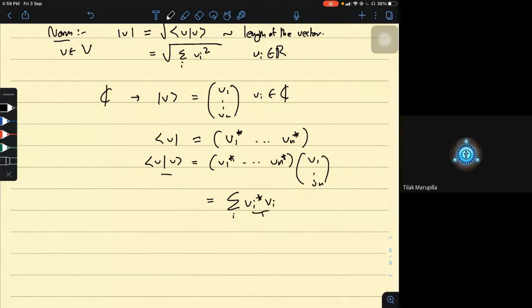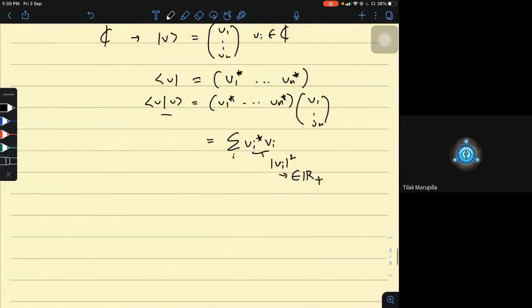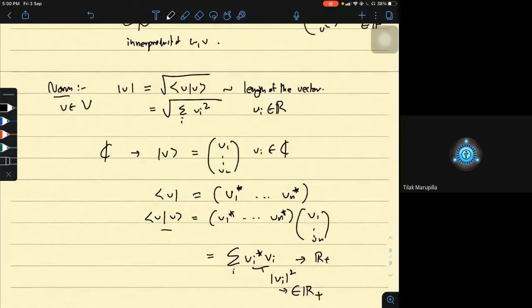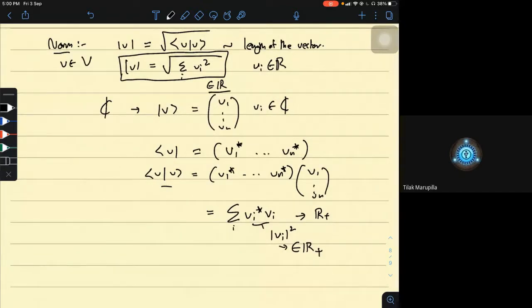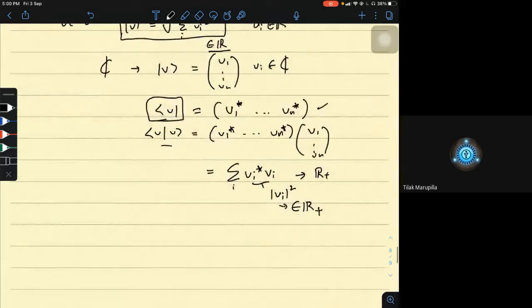If you try taking the inner product with this convention, you'll see that we get the sum of modulus Vi squared. This is a real quantity, and it's always positive, so this sum will also be real and positive. Thus this norm for the complex vector space is also well defined, and it belongs to the reals. Because of this requirement, we define the dual to be of this form. This is the convention which we'll use for the rest of the time.